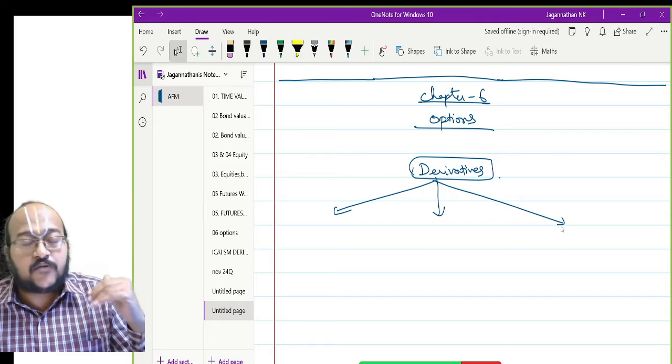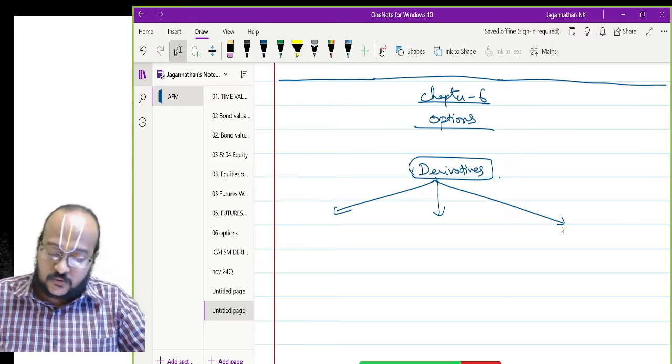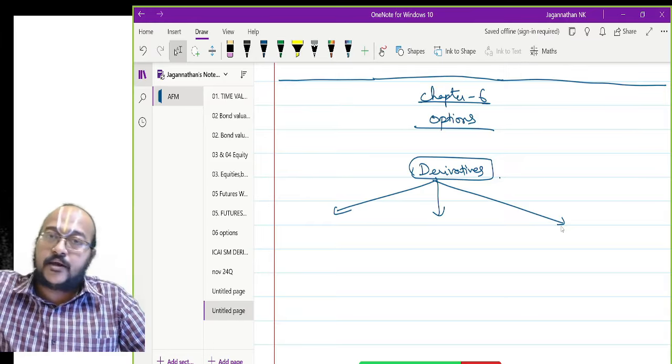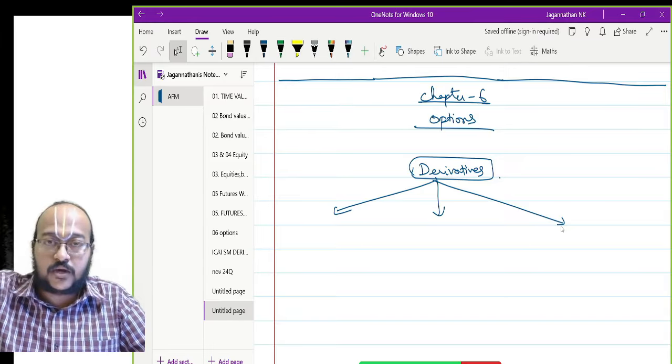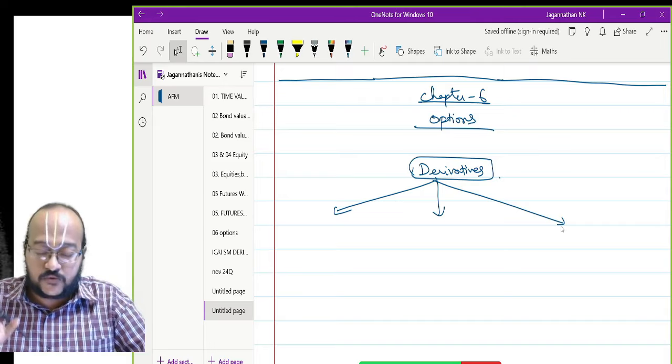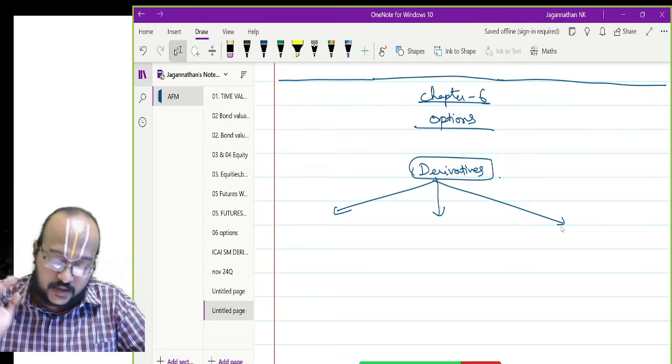Okay, we will go from basics. No issues. Only one thing: continuous compounding calculation alone will be required, that too in the later part, option valuation. Now just listen. I will explain from basics. I will give you an overview of the entire derivative segment in the AFM syllabus.